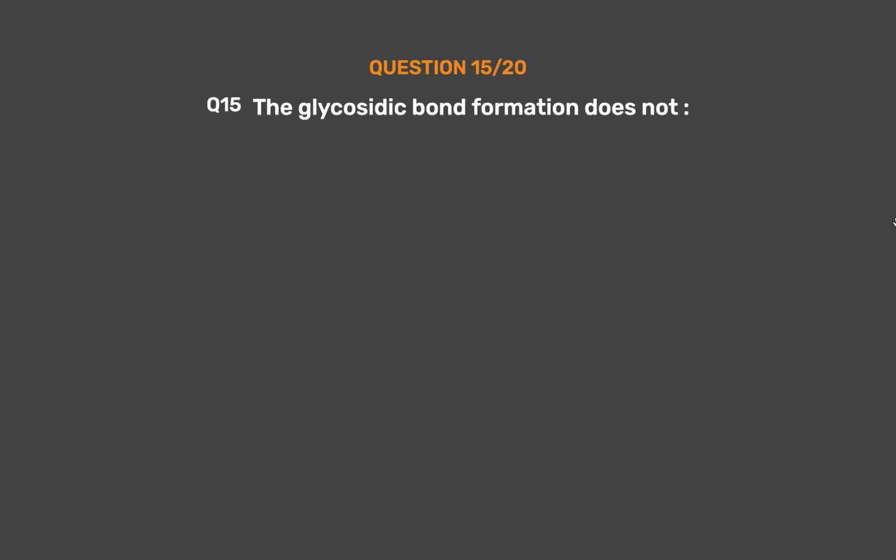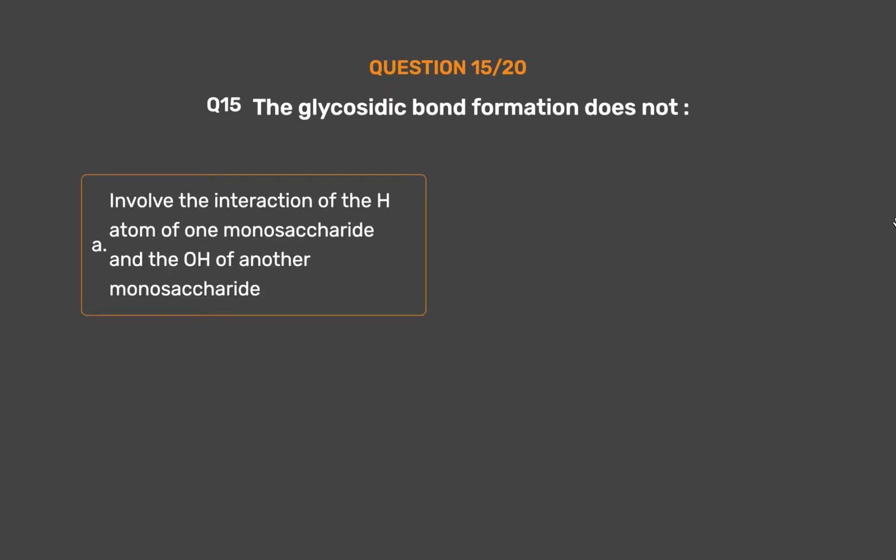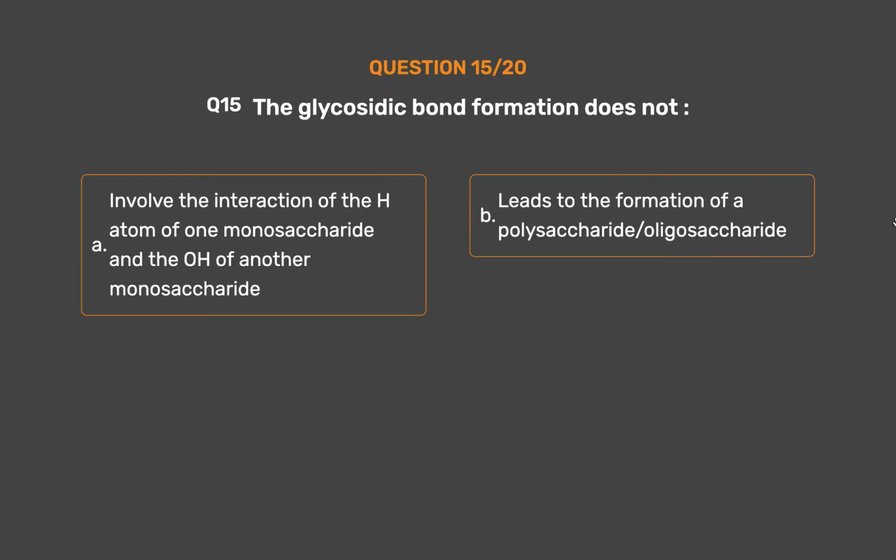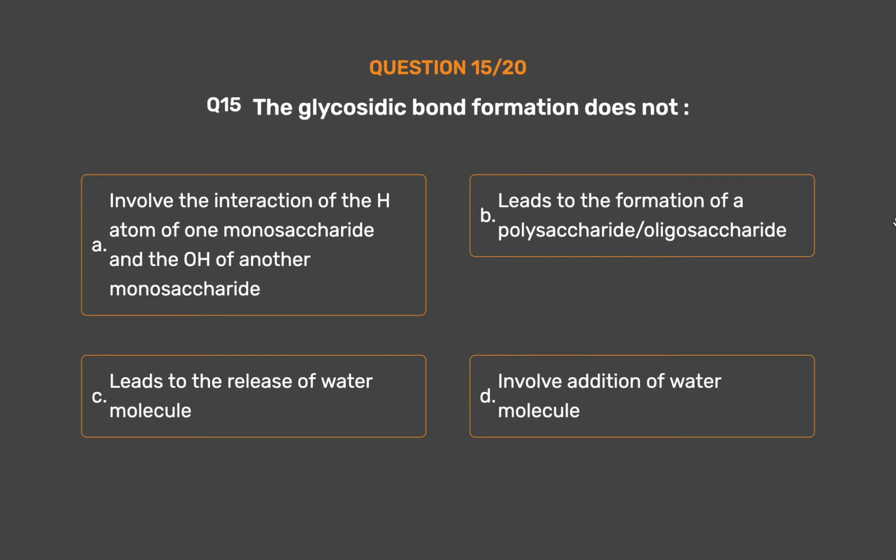Question number 15. The glycosidic bond formation does not. Option A. Involve the interaction of the H atom of one monosaccharide and the O of another monosaccharide. Option B. Leads to the formation of a polysaccharide/oligosaccharide. Option C. Leads to the release of water molecule. Option D. Involve addition of water molecule.